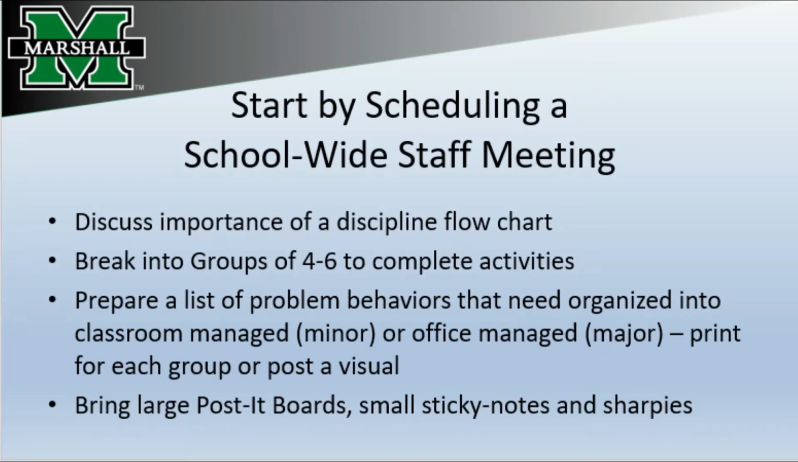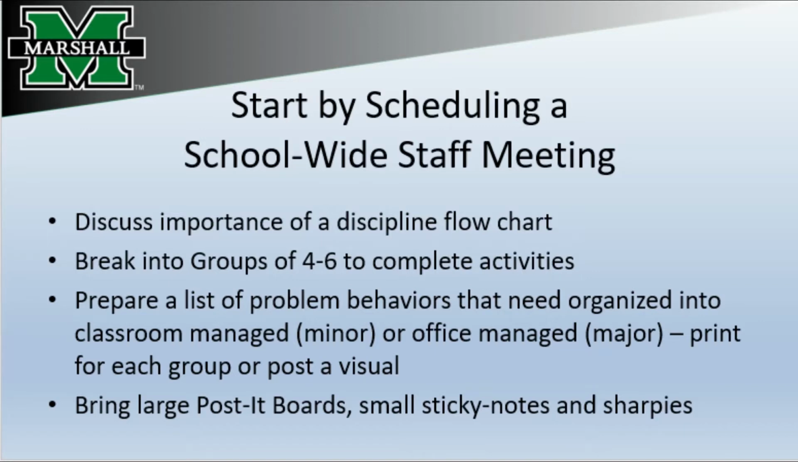The first step in creating a discipline flowchart is to involve all staff in a meeting to help create buy-in to the finished product. Start off the meeting by discussing the importance of a discipline flowchart and why you think your school's current management of discipline may not be working. Break the staff into groups of 4 to 6 to work on the activity. Create a list of problem behaviors often seen in your school or listed in your handbook, and give each group a copy or post them for all to see.